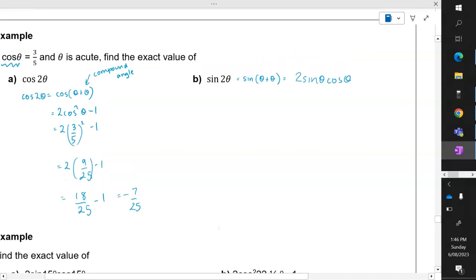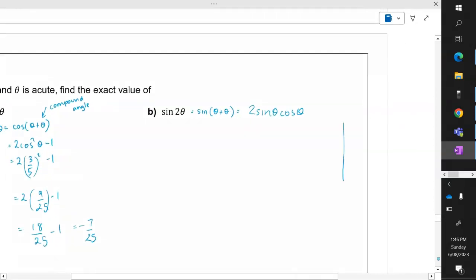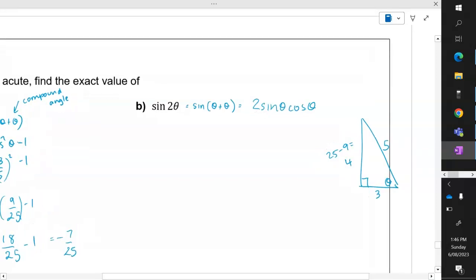Now what we know is that our cos of theta is 3/5. So if I just draw myself a little right angled triangle and pop theta in there, we've got 3, we've got 5. What's our other side of our triangle going to be? It's going to be 25 minus 9, which is 16, and that's going to give us a 4, square root of 16, which is a 4. So I can use that triangle to find my requirements over here.